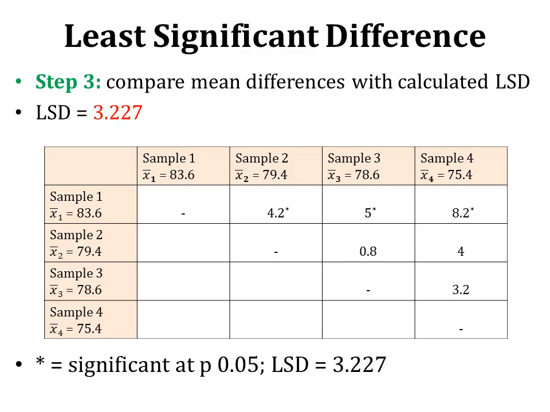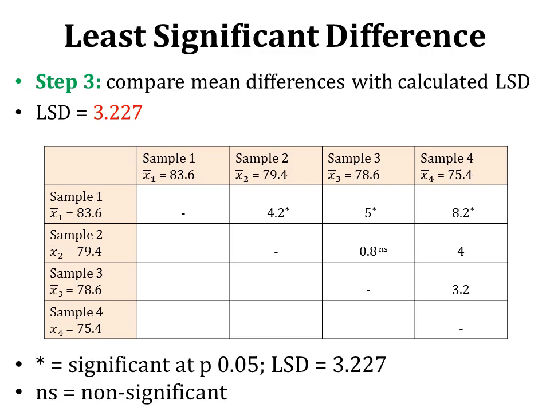And then we have the sample number 2 and sample number 3 pair, and the difference between these means is only 0.8, which is less than 3.227. So what are we going to do with that? Are we going to place an asterisk? No, because this is not significant. So we are going to notify this one through NS. NS means non-significant, right?